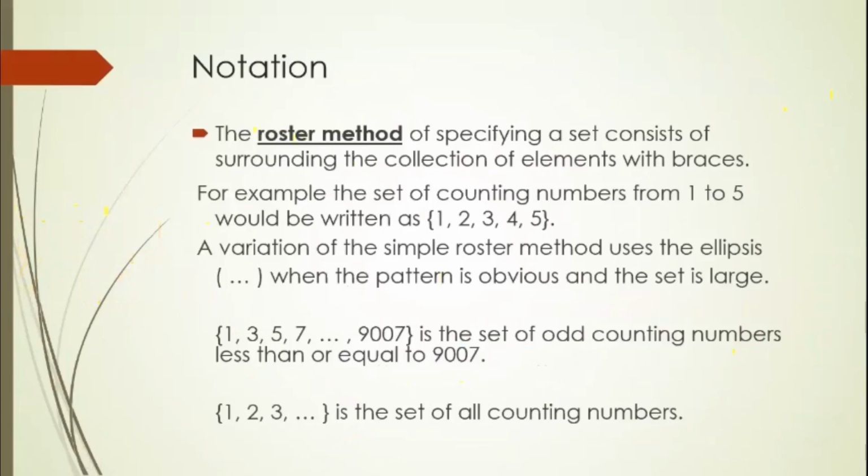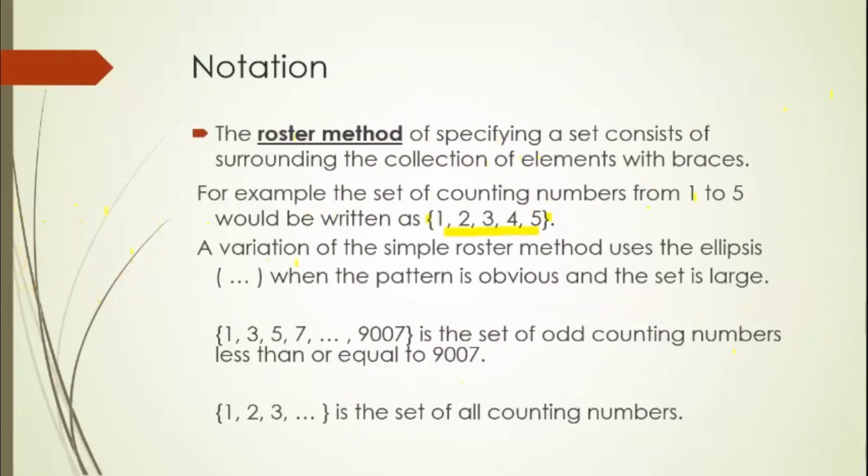Okay, so I kept mentioning the roster method. The roster method of specifying a set consists of surrounding the collection of elements with brackets or braces. For example, the set of counting numbers from 1 to 5 can be written like this. You have your curly brackets and then your elements are inside the curly brackets.